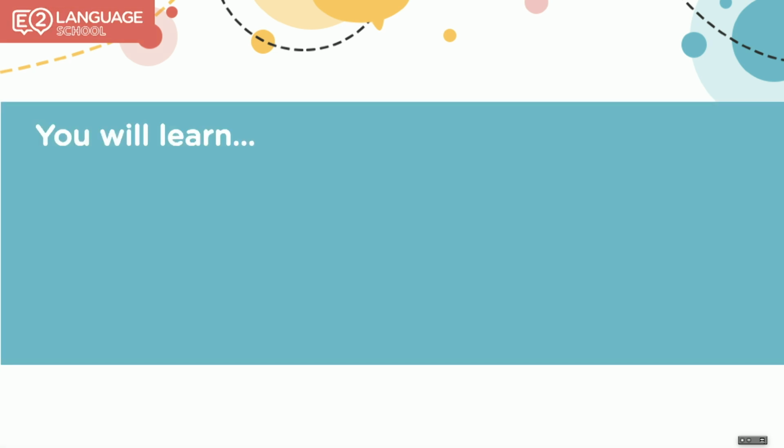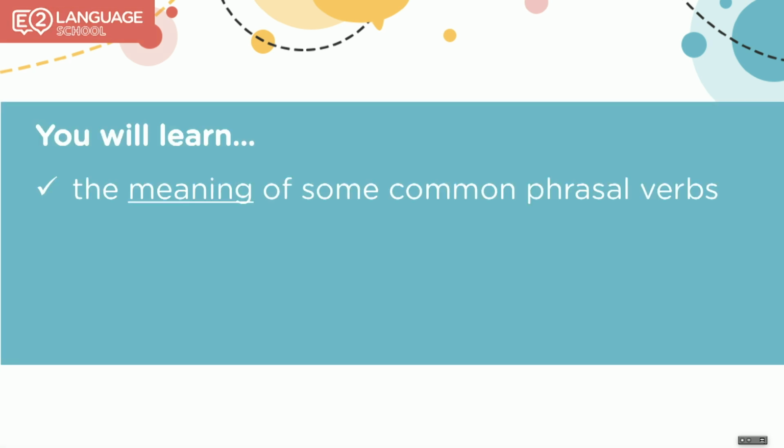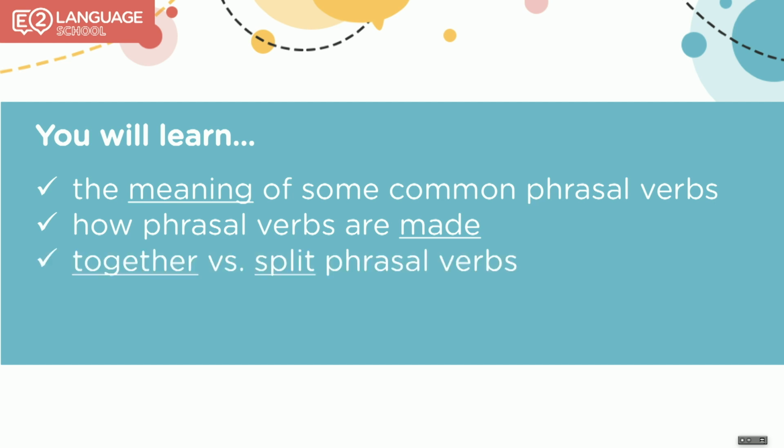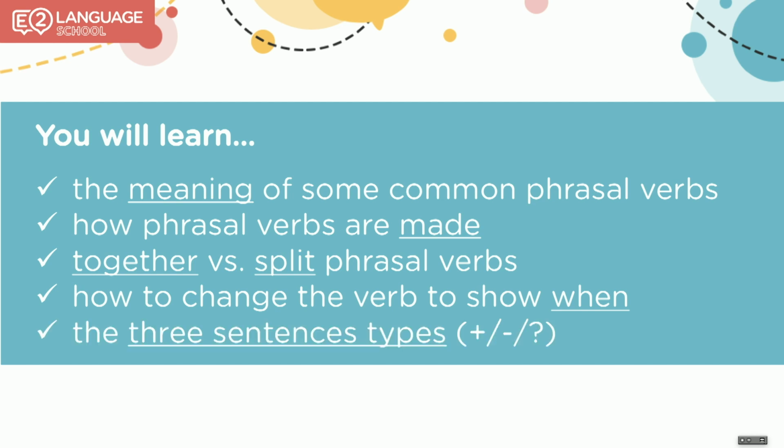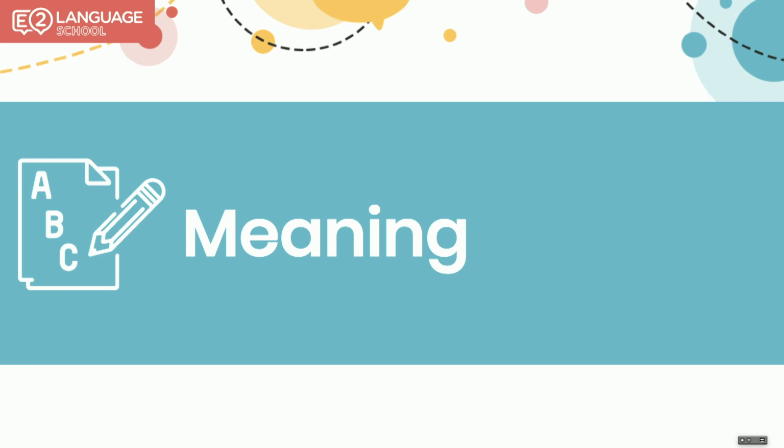Okay, so in this lesson, you will learn the meaning of some common phrasal verbs, as well as how phrasal verbs are made. We'll look at together versus split phrasal verbs, and how to change the verb to show when. Finally, we'll look at the 3 sentence types, positive, negative with the not, and question sentence forms as well. Let's look firstly at the meaning.